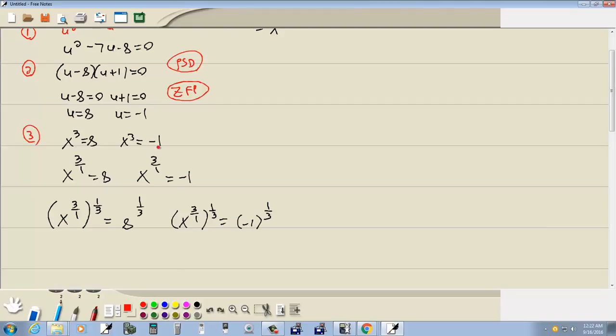Now, this number that's up on top, before we raise both sides to a power, this was an odd number. That means that there's no plus or minus. So we do not need to put a plus or minus on this. The 3's cancel, those 1's cancel, and I end up with x. And if I put this in a radical form, this would be the cube root of 8 to the 1st.